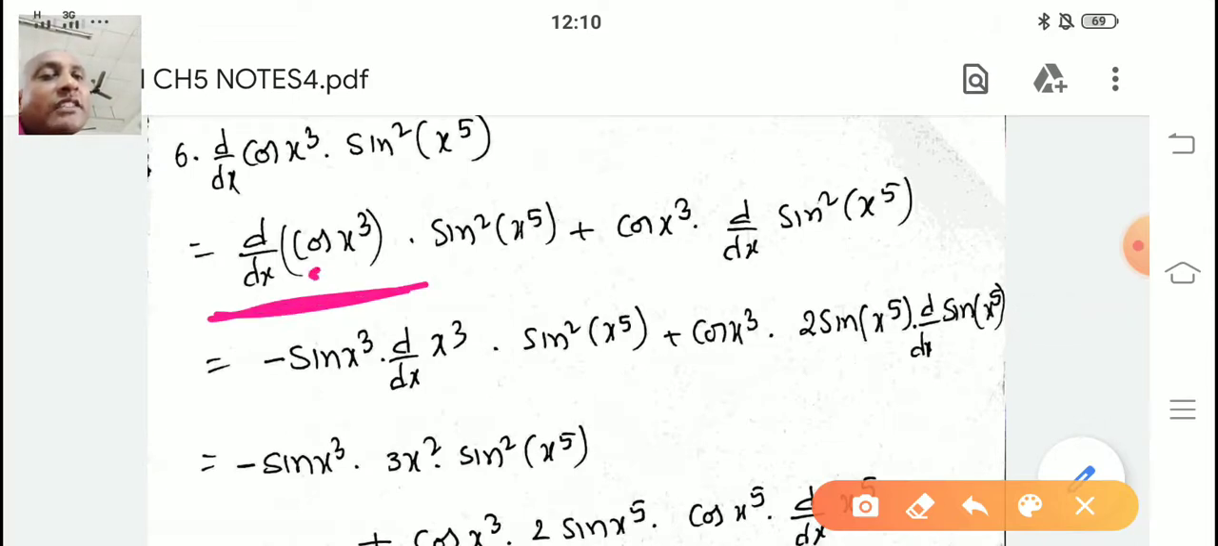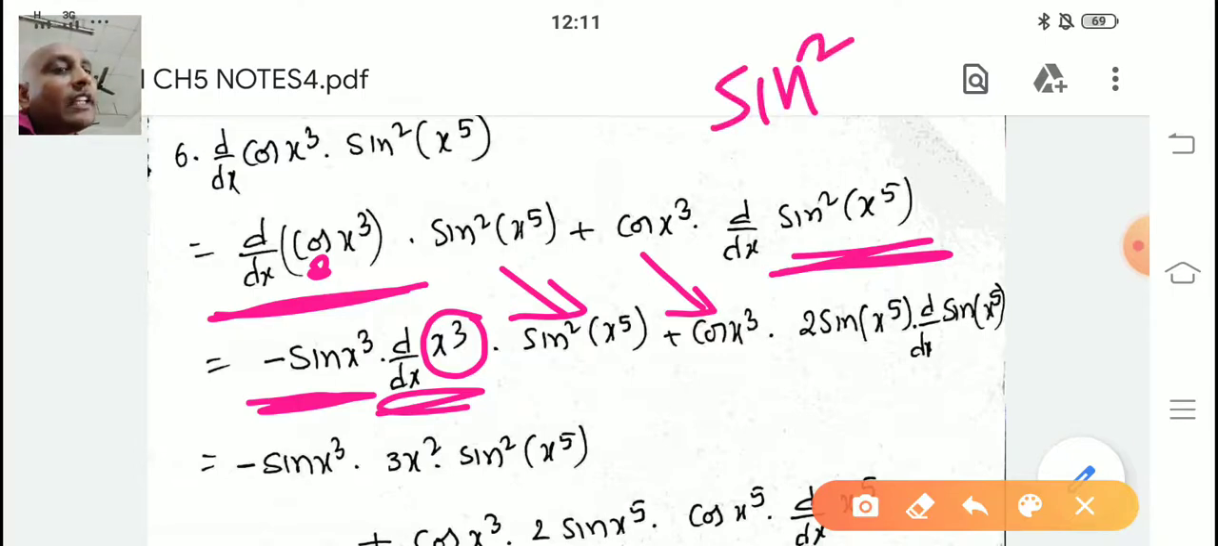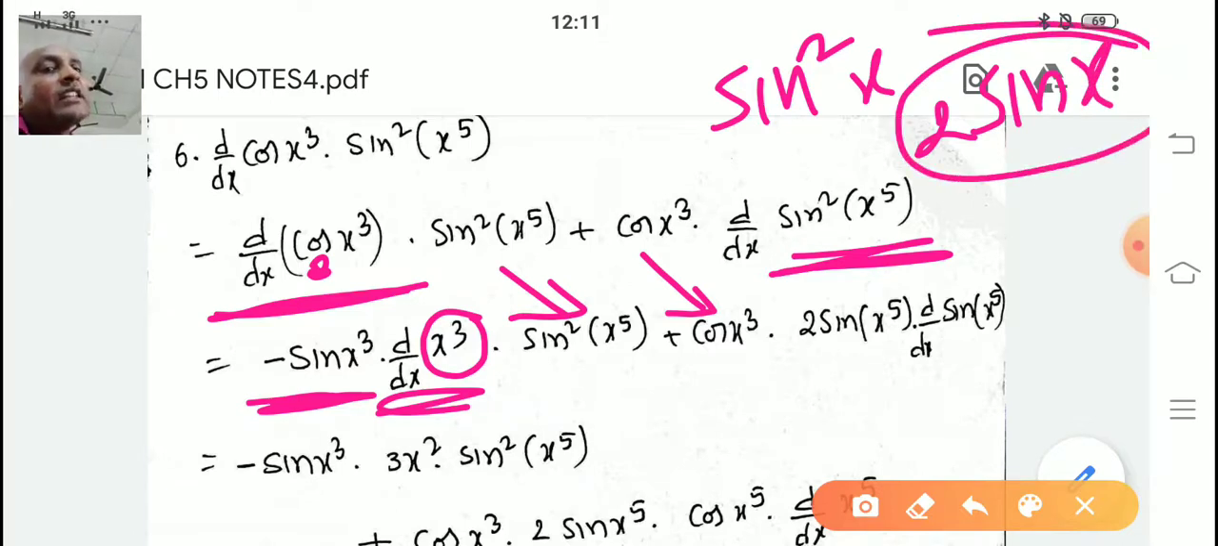First, the derivative of cos theta is minus sin theta. Then, for theta, which is x cube, its derivative must be multiplied. This one, copy as it is. Cos x cube, copy as it is. Then the derivative of sin square x is 2 sin x. Because x square derivative is 2x, like that only you can take.